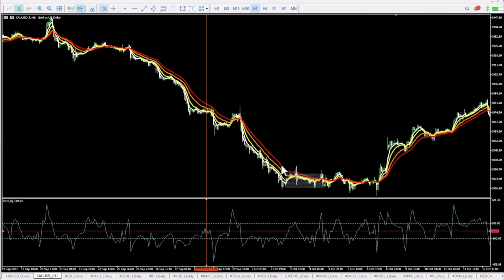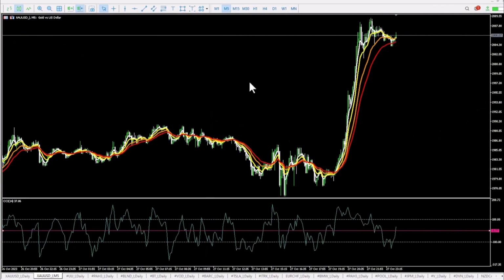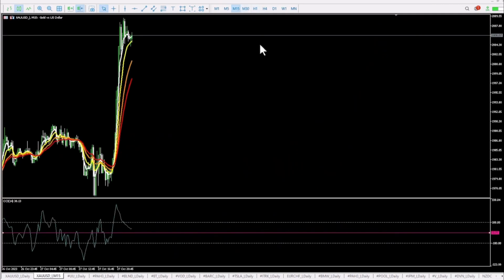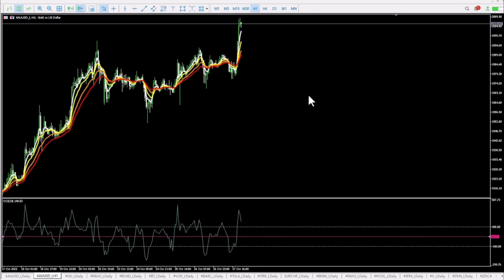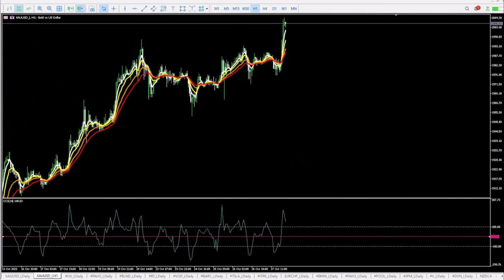Now, you can use this method for different time frames. I even used it on the 1-minute chart and really got good signals from this method. The best time frame I recommend you to use is either the 15-minute or the 1-hour chart, which can really significantly increase your win rate.